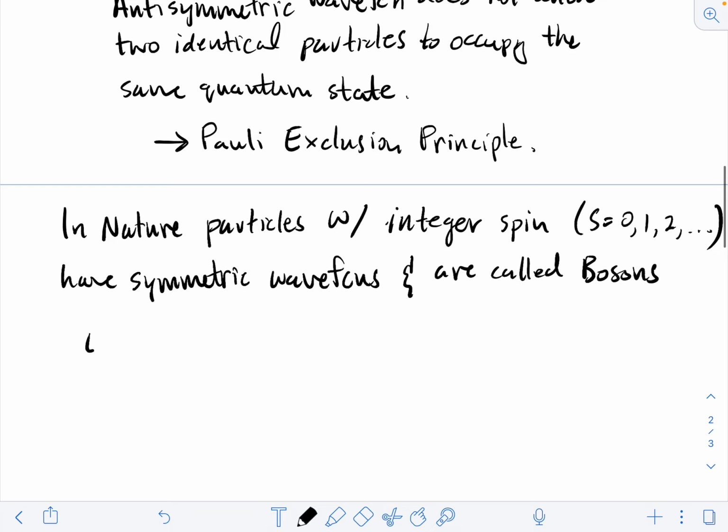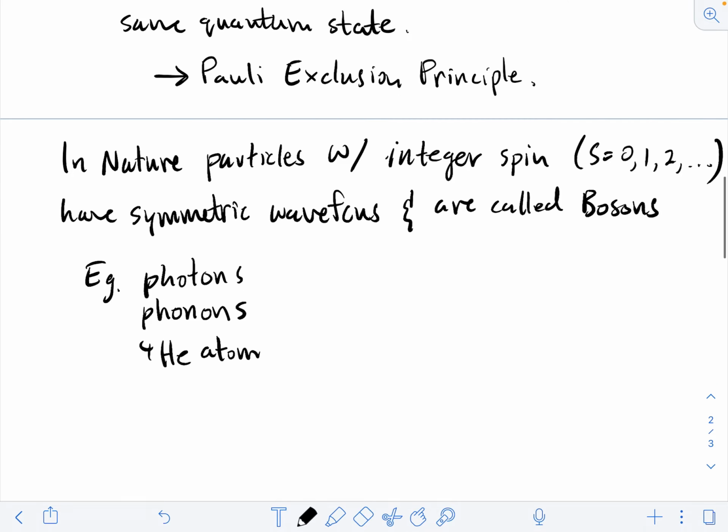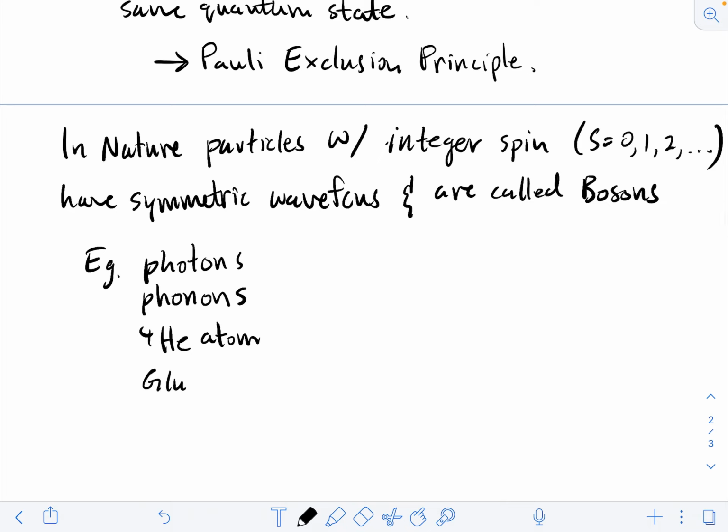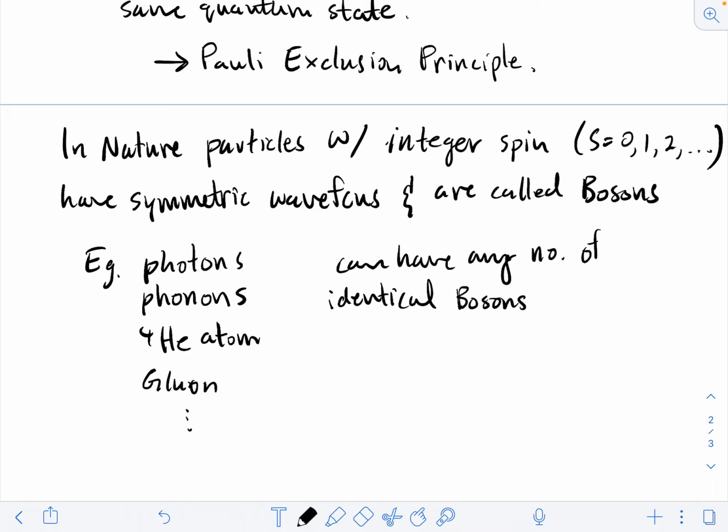Examples of bosons are photons, phonons. Phonons are vibrations in lattices. The helium-4 atom is going to be one that's relevant to us. Also gluons and the nucleus and so on. Okay, and so we can have any number of identical bosons in the same quantum state.